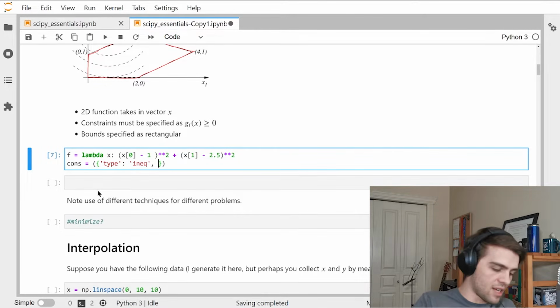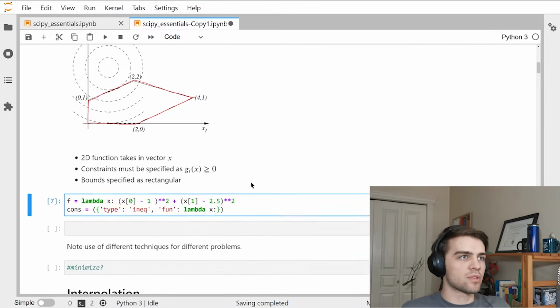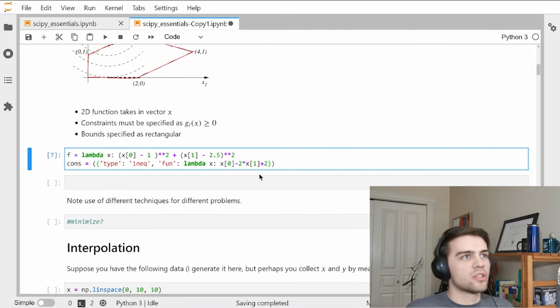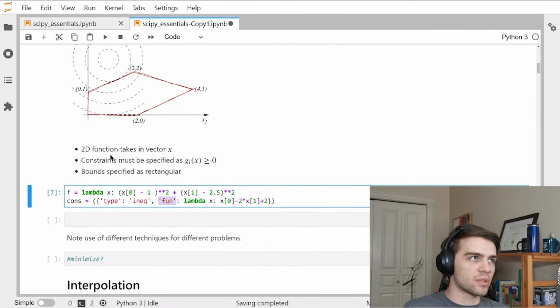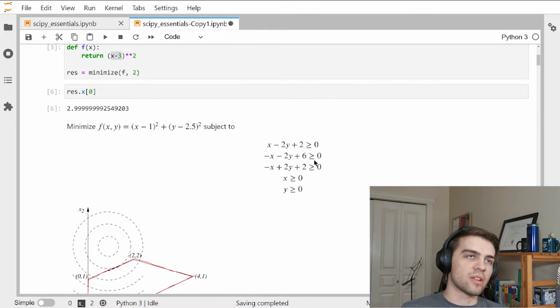The next element in the dictionary is function. And the function is lambda x. Remember, x is the two-dimensional vector here. And it's x minus 2y plus 2 is greater than 0. So I have x0 minus 2 times x1 plus 2. So this says that everything here is greater than 0. Whatever function I give here has to be greater than or equal to 0. And you'll see that here, what I write here: constraints must be specified as gi of x is greater than or equal to 0. And again, if you're given a line, you can always rearrange an equality such that something is greater than or equal to 0 by adding and subtracting things on both sides.